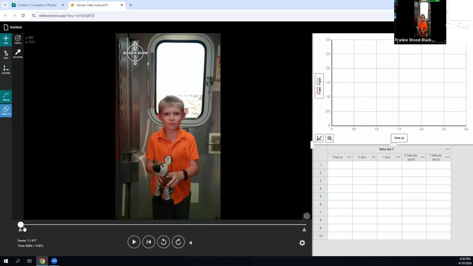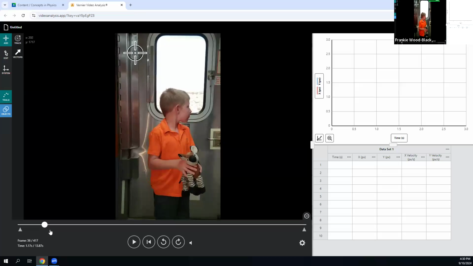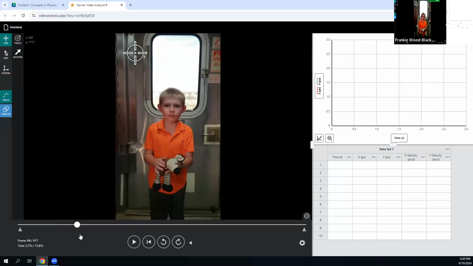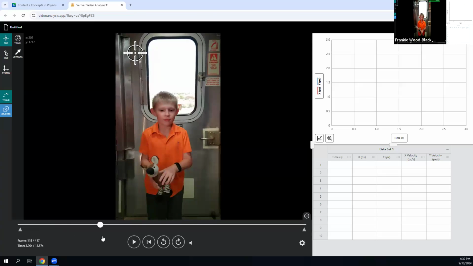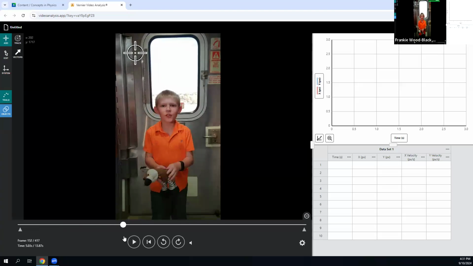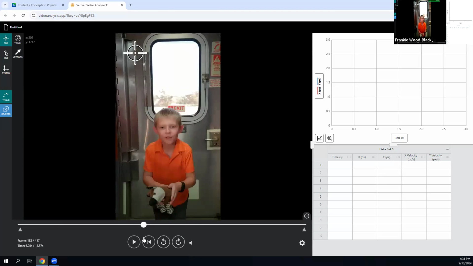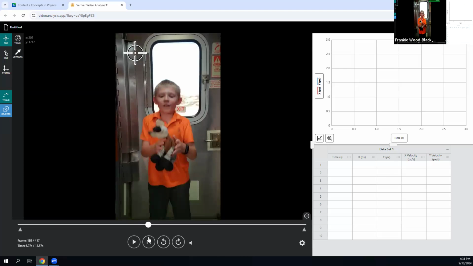We go in here and we're going to get this up. We're going to toss our okapi up. He's also going to jump. So we've got the start of the video there, where the okapi is going to leave his hands and go up, and we're going to actually do the video analysis.